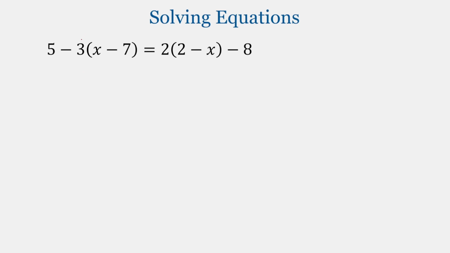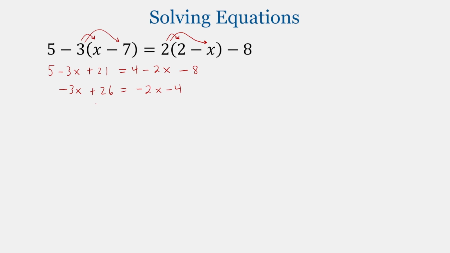So for this problem, a good start is to use the distributive property and multiply this -3 to the quantity x minus 7. That'll give us 5 minus 3x plus 21. And then on the other side, we'll use the distributive property and multiply this 2 to the quantity 2 minus x. We end up with 4 minus 2x minus 8. Then we'll combine like terms. So we'll have -3x plus 26 is equal to -2x minus 4.